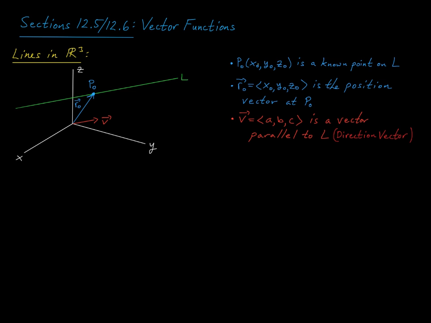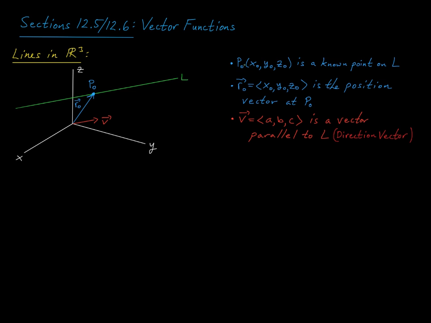Well, we're going to need a point on the line, and I'll call this known point P0 and label its coordinates x0, y0, z0. And then I'll call the corresponding position vector R0. Okay, that's running from the origin out to this point P0. Okay, and then the analog of slope here is a direction vector for the line L. Okay, so I'll call our direction vector V and label its components A, B, C. And this is a vector that's parallel to our line L. Okay, so you can see our vector V here is parallel to L.